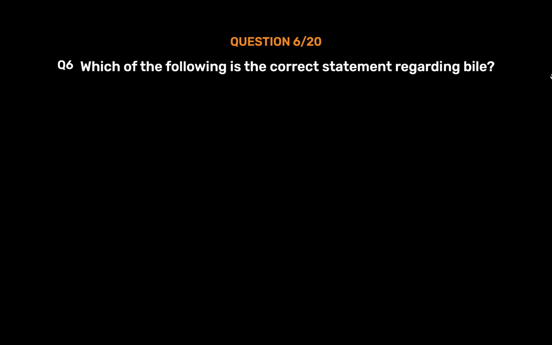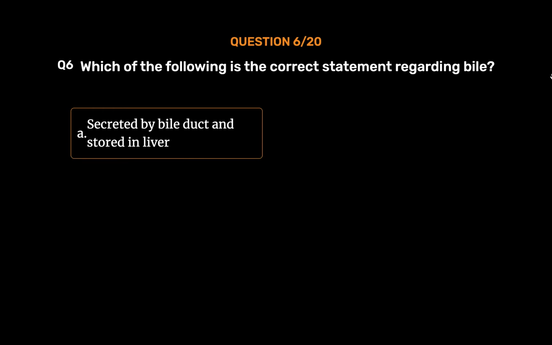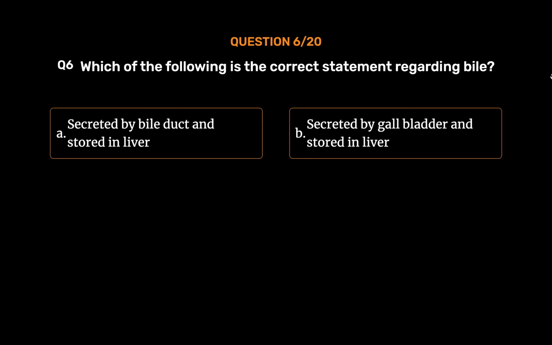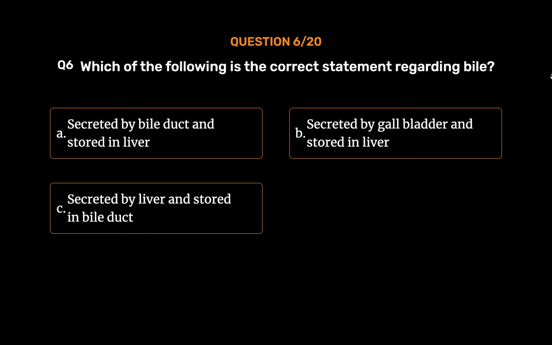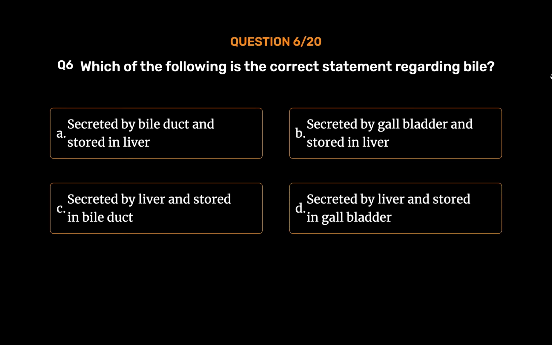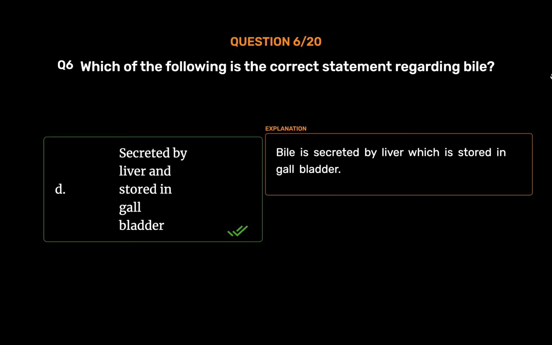Question number 6. Which of the following is the correct statement regarding bile? Option A. Secreted by bile duct and stored in liver. Option B. Secreted by gallbladder and stored in liver. Option C. Secreted by liver and stored in bile duct. Option D. Secreted by liver and stored in gallbladder. The correct answer is Option D. Secreted by liver and stored in gallbladder. Bile is secreted by liver which is stored in gallbladder.